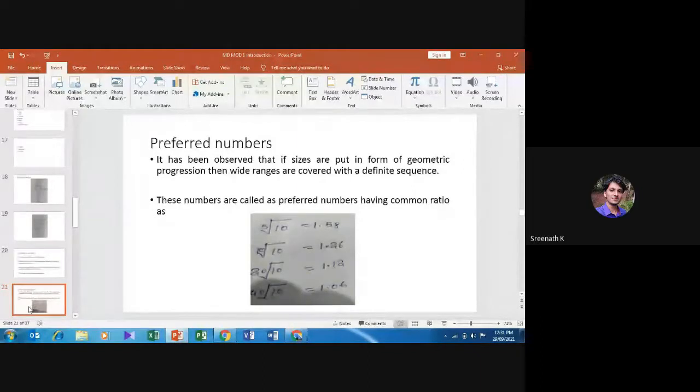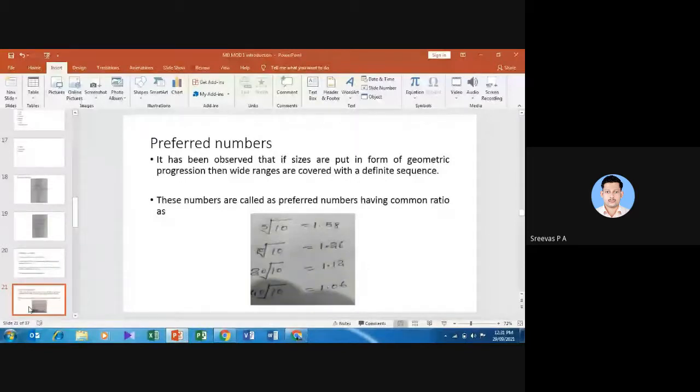Yes, sir. Okay, what is geometric progression? If the first number of the geometric progression is given, then how will you find out the second, third, fourth numbers? You can have a common ratio, right?